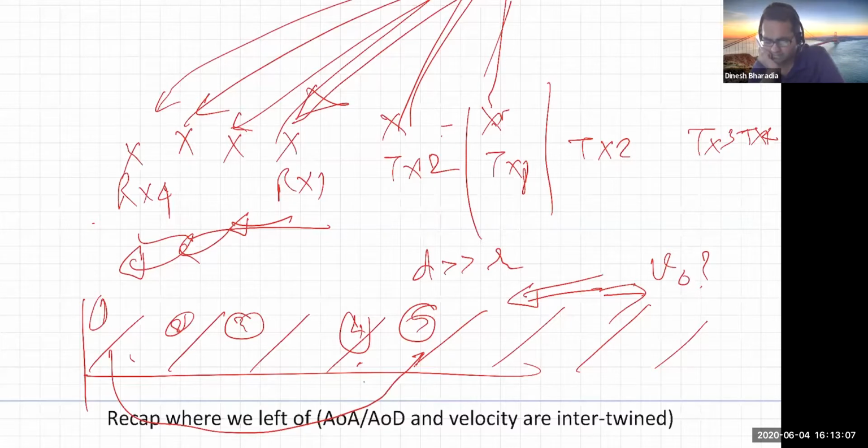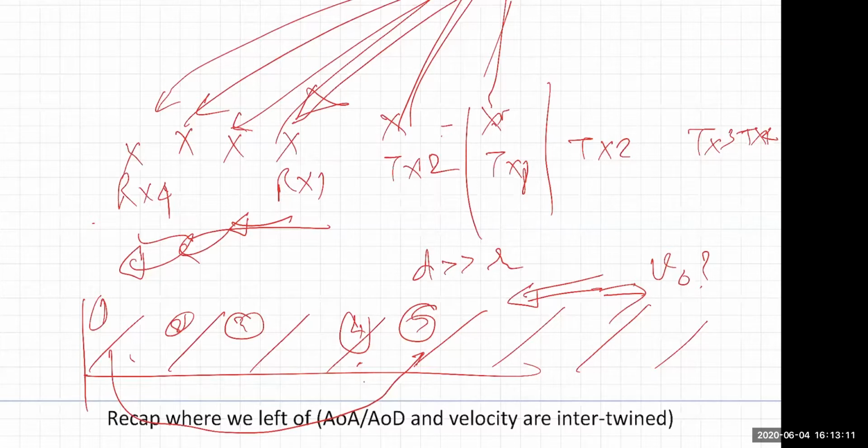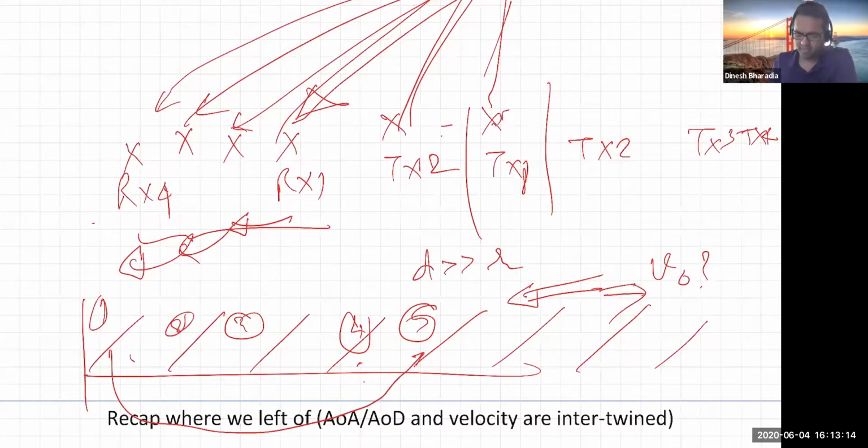Helena? I'm following. Great. So the gist of the summary is that you can compensate for velocity, number one, and average out. What should I average out?